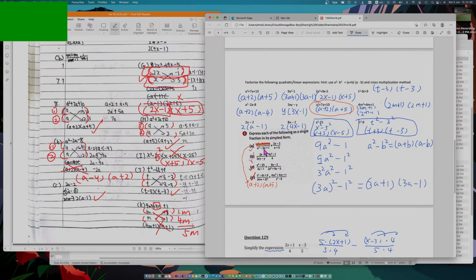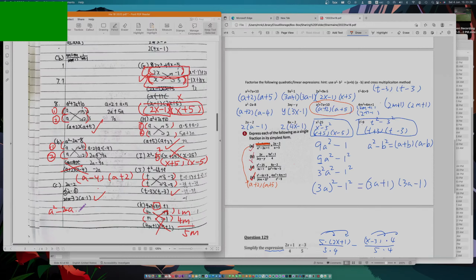So this a squared minus 2a plus 1, where is it? Where is this a squared minus 2a plus 1? Don't have. Don't have. So must do by myself. So I do it here. A squared minus 2a plus 1. So how do you get a squared?